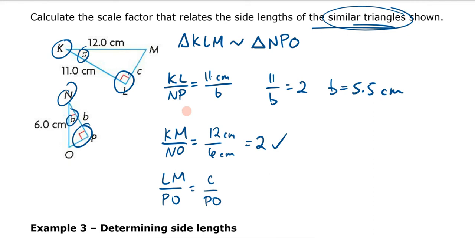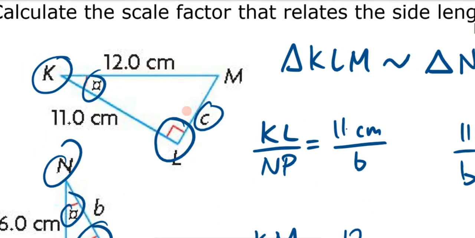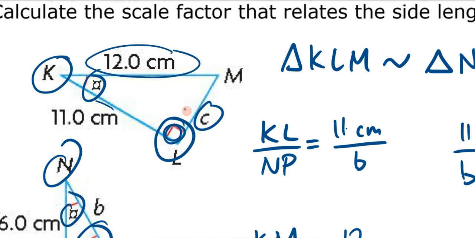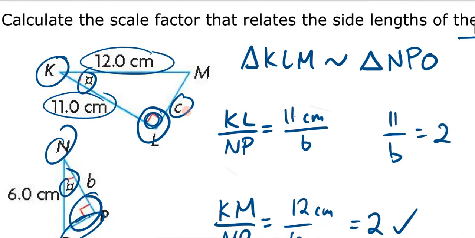Now, c over PO. What do we do there? Well, can't do much. We know c over PO is equal to 2. And the only way to find c is if I use the Pythagorean theorem, right? I can't find c by relating the scale factor of sides, because I have two unknowns here, c and PO. So how can I find c? I can just look at this triangle here and recognize that I have a right angle triangle, and I have a hypotenuse, which is 12, and I have one side length, which is 11, and c is the other one I'm looking for.